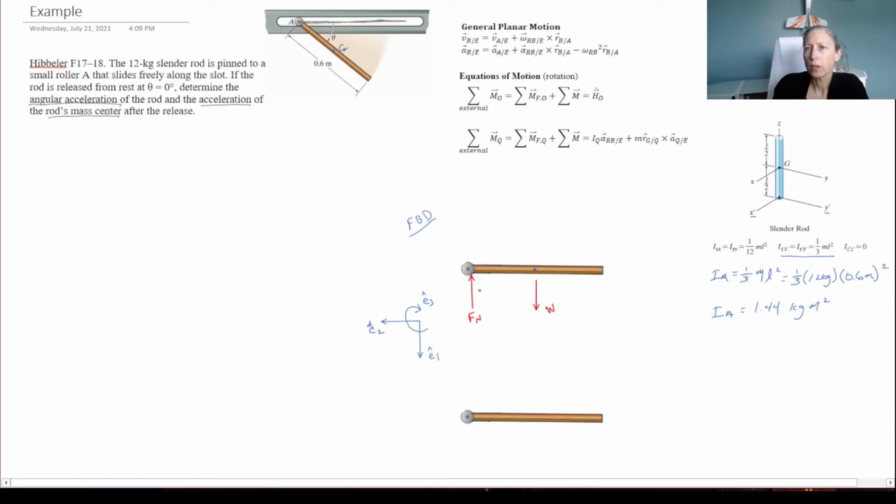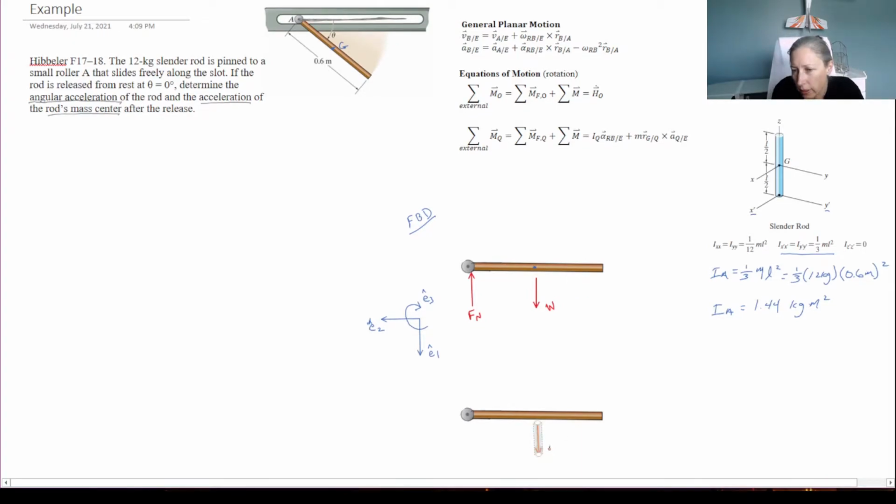All right, and I'm going to go ahead and do my kinetic diagram now. So let's see, I've got an acceleration. Again, I'm working with the mass center. So here I've got MAG1, and I'm going to have MAG2 as well. So MAG2, I'm going to draw it kind of just above the rod so it's easier to see. So here's my MAG in the E2 direction.